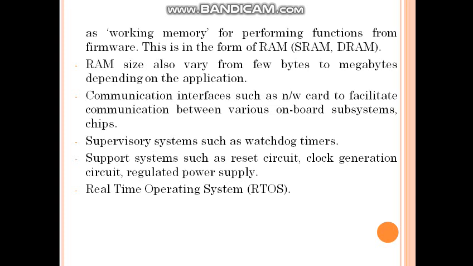Along with that, we require two memory parts. One is the ROM, another is the RAM. Along with that, we require the watchdog timer. Also, we require a support system, and the support system contains three different parts: reset circuit, clock generation circuit, and a regulated power supply. And the real time operating system is also required. So these are the basic components which are used in the embedded system.